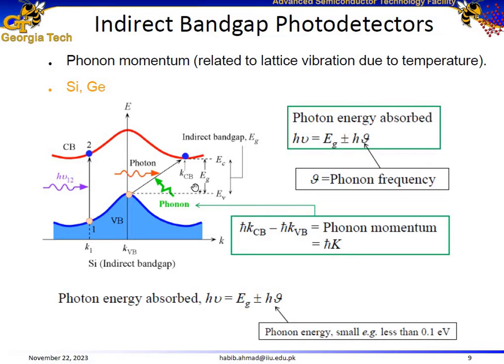So for a lot of semiconductor applications, for light emitting diodes, for solar cells, for photodetectors, direct band gap semiconductors are more desired as compared to indirect band gap semiconductors, because in indirect band gap semiconductors we would have losses as well.